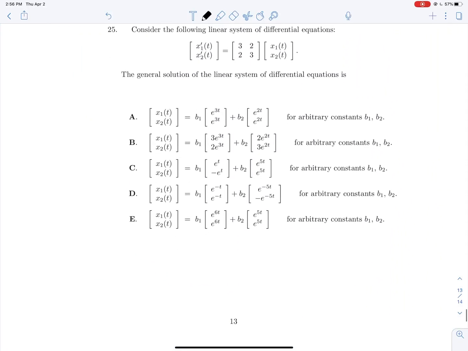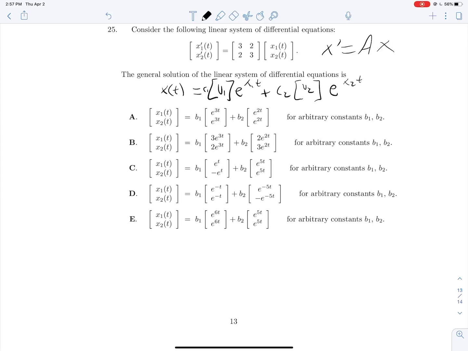25, consider the following linear system of differential equations. We're solving x prime equals Ax, and we're looking for the general solution. We're going to do this using the eigenvalue method, where we're going to end up with x(t) equal to c1 v1 e to the lambda 1 t plus c2 v2 e to the lambda 2 t, where these lambdas and v's are the eigenvalues of the matrix and their associated eigenvectors. They're using b here instead of c, I have no idea why.